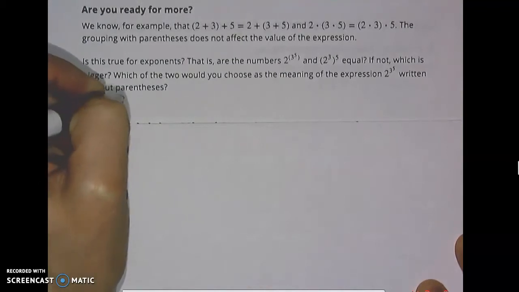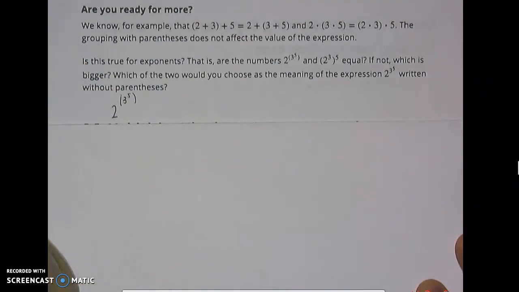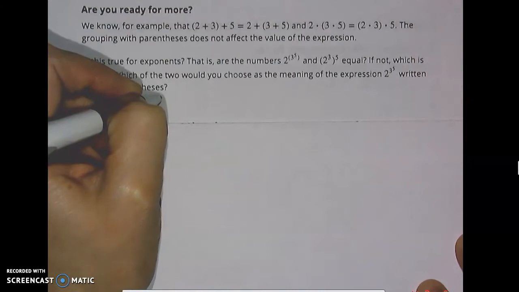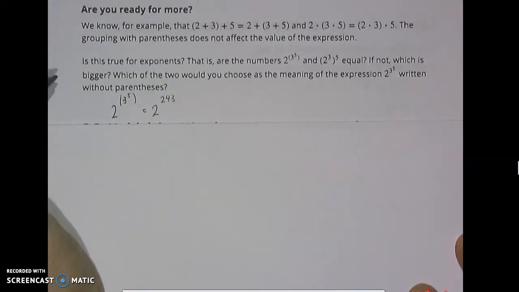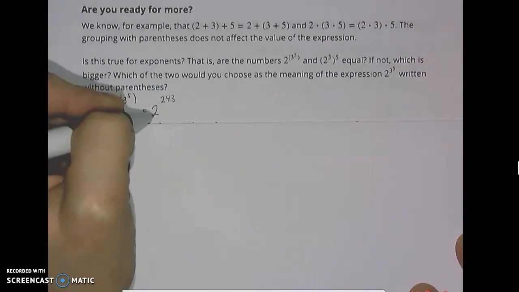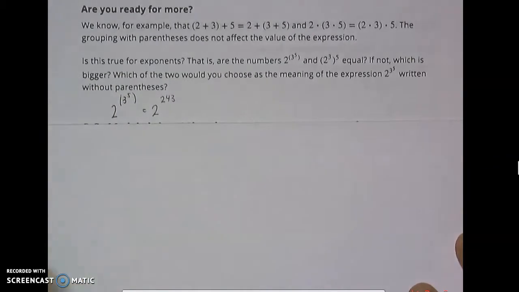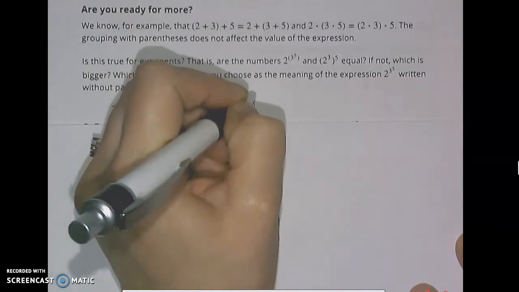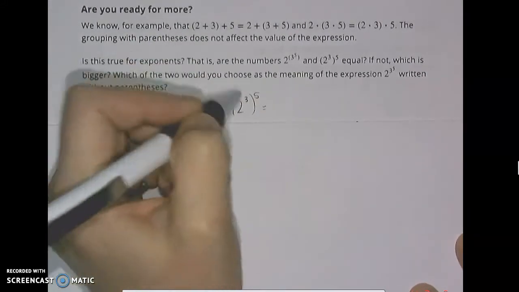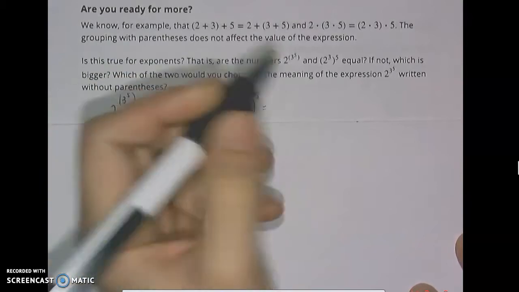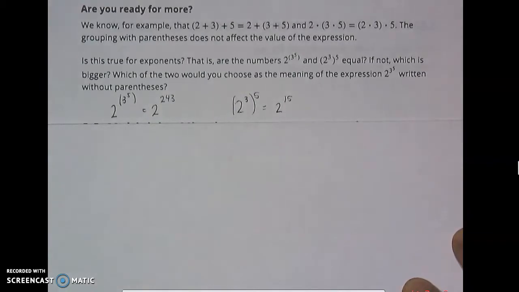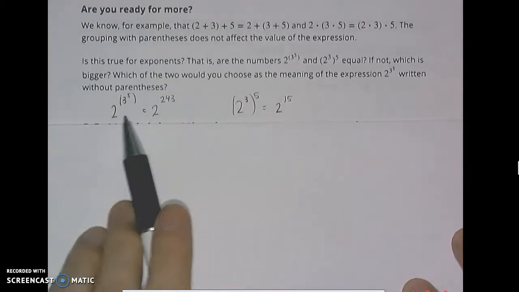If we have 2 to the 3 to the 5th power, we would need to do this first, which is going to give us 2 to the 243 power. It's a really, really big number. You're taking 2 and multiplying it by itself 243 times. If we have 2 to the 3rd to the 5th, well, here if we have an exponent to an exponent, that means that we would have 2 to the 15th power there. So are those two things equal?